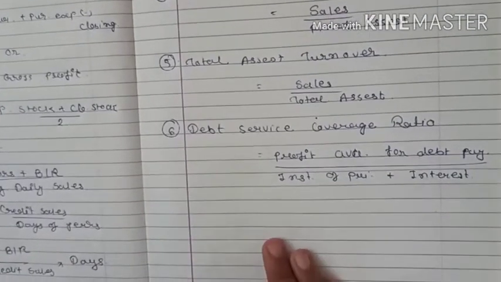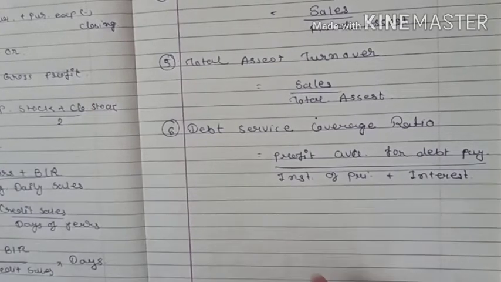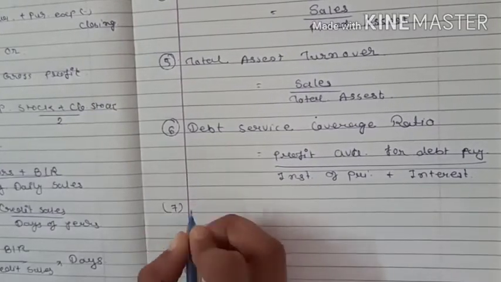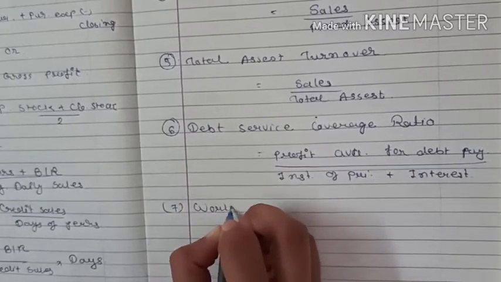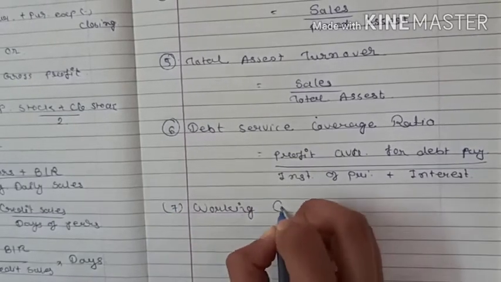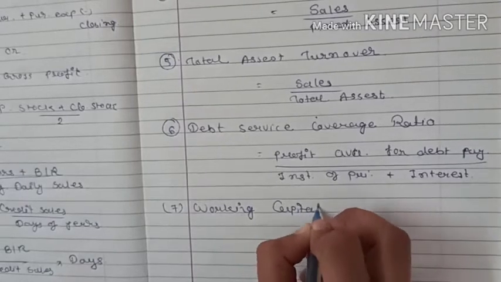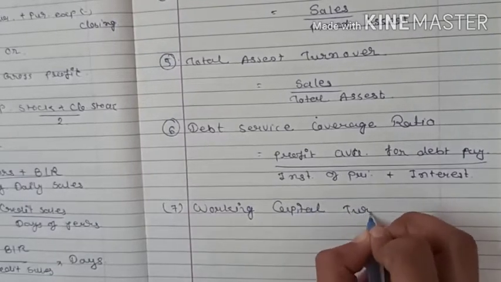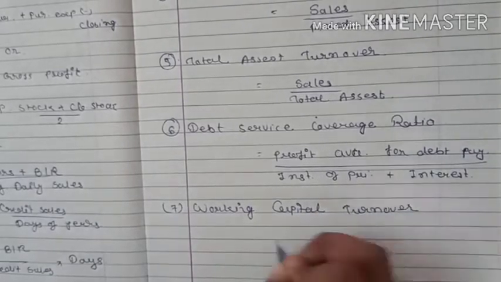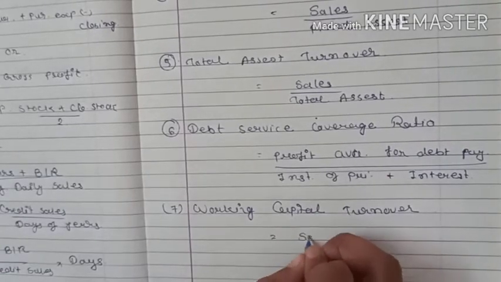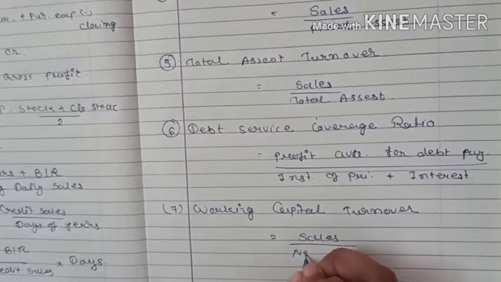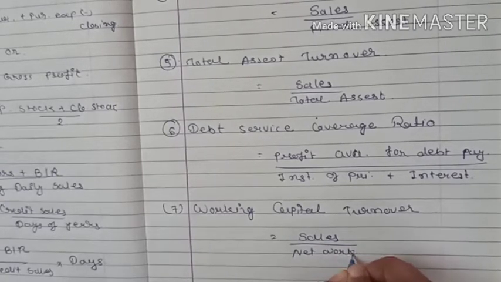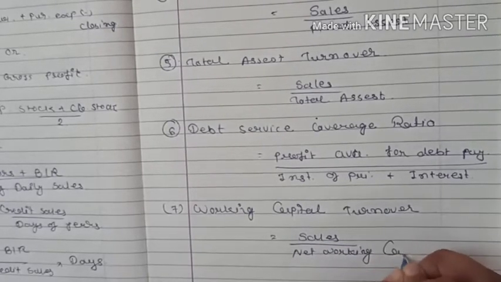Sorry, there is an extra additional formula also. Seventh one, working capital turnover is equal to sales divided by net working capital.